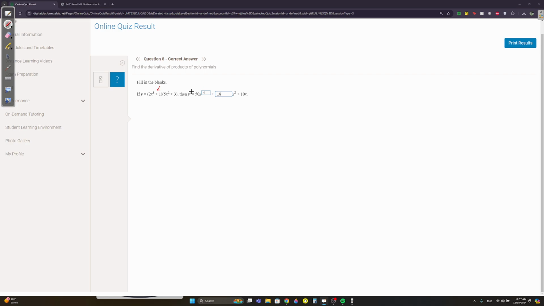If y equals this, then y prime equals what? Here, you have a product, right? You have this times this. Honestly, you can use the product rule. You can use u prime v plus v prime u. That's completely fine. You know what? Let's use this. If you want, you can expand it all and then derive it. But I'm going to use this because you're going to need it later.